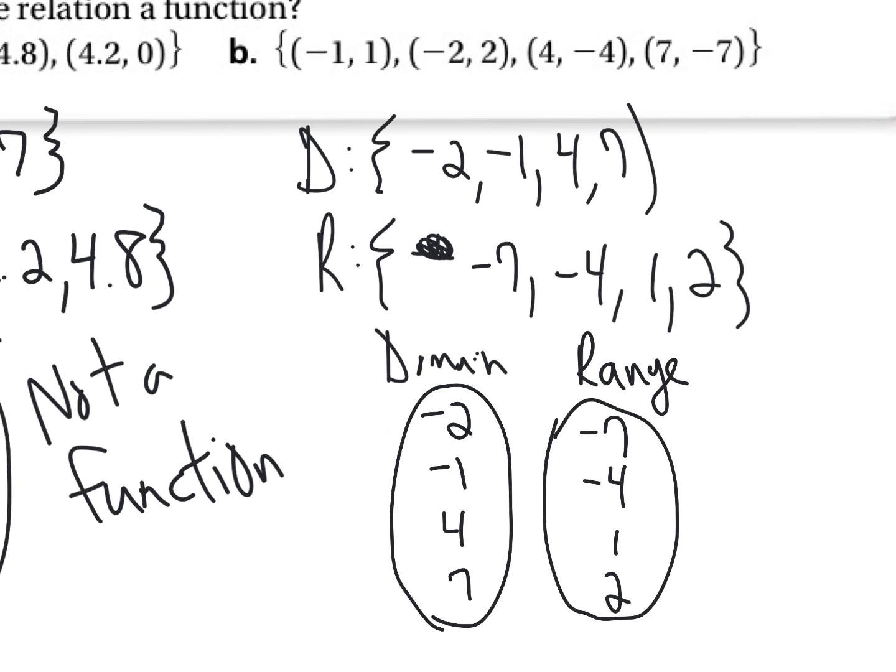So now we map these out. So -1 goes to 1, -2 goes to 2, 4 goes to -4, and 7 goes to -7. So that is good. We got all different X values, so that's going to work out. We do have a function.